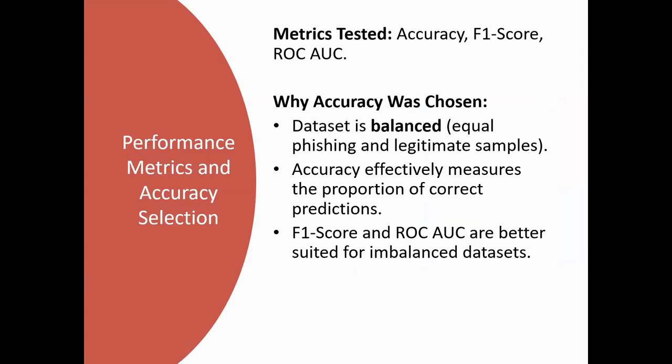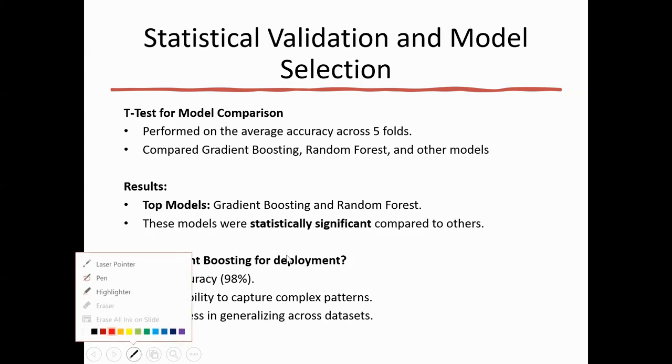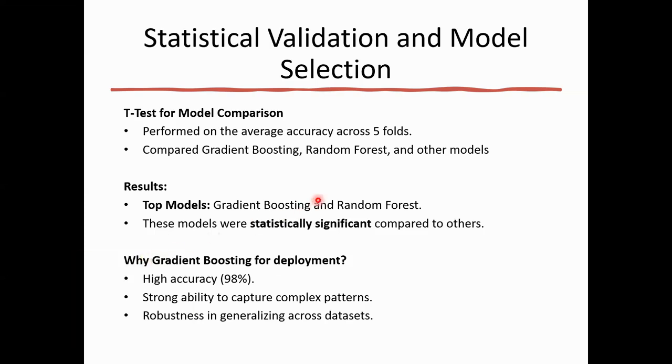Now let me go through the model selection. So we performed 5 different models as Shruti said. We performed random forest, decision tree, KNN, SVM, gradient boosting. So among these five, we ended up getting gradient boosting and random forest as our top models.